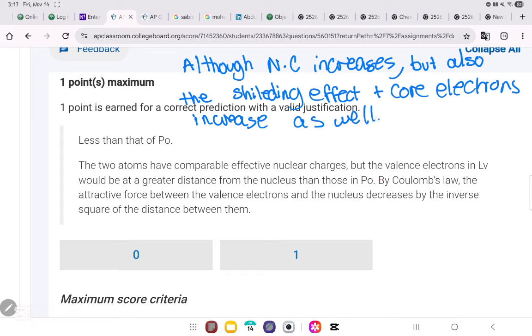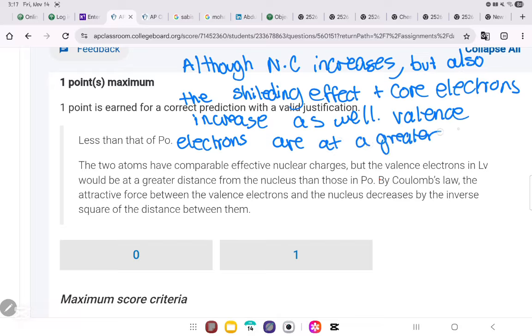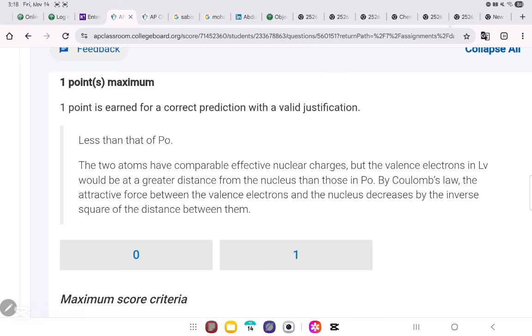Due to this, valence electrons are at a greater distance from the nucleus than those in Po. My bad, I accidentally removed the pen.